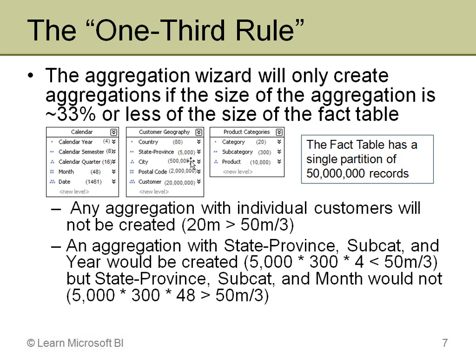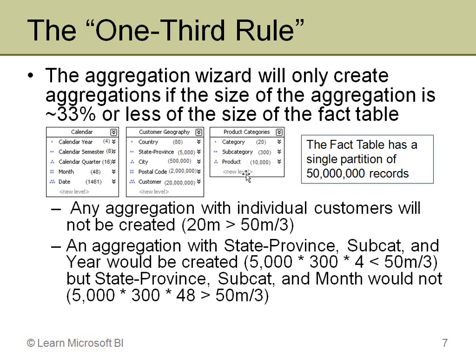I have 5,000 state provinces, 500,000 cities, 2 million postal codes, and 20 million customers. Again, these are just made up numbers for an example here. Product categories, I have 20 categories, 300 subcategories, and 10,000 products. I recently did work with a company that had over 1 million SKUs in their product dimension. So you can see how these numbers get quite large. And the fact table in this example, again, simple example, it's all in a single partition, 50 million records.